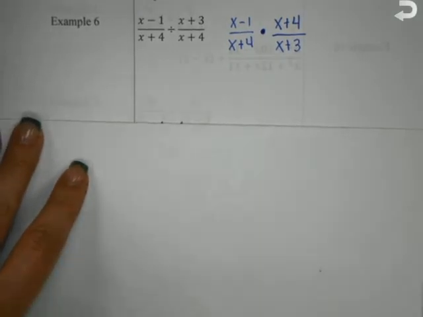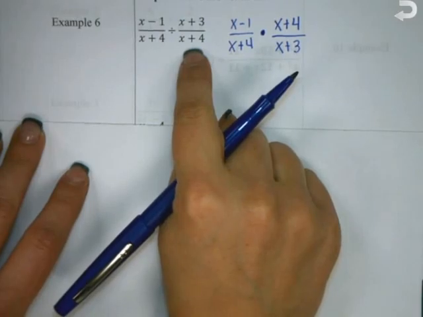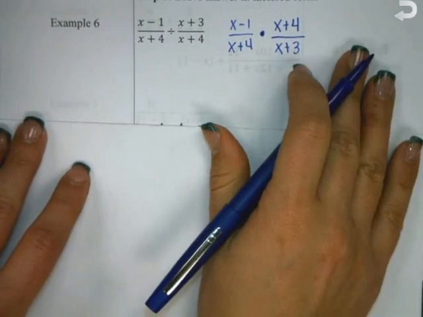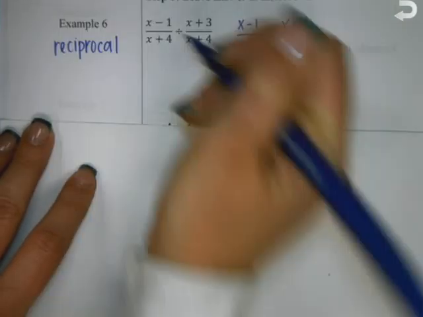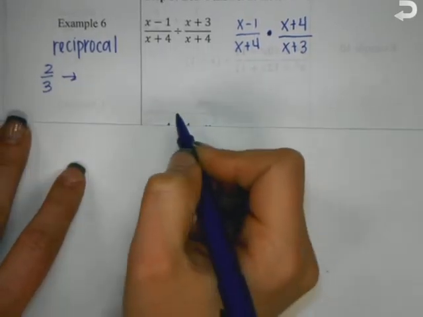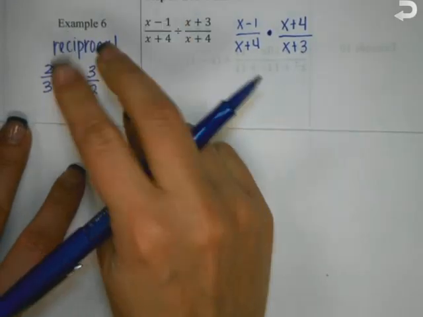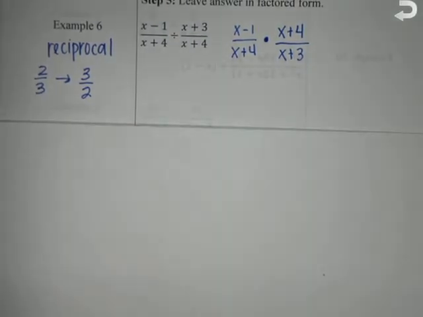When I flip a fraction, what is that called? KFC. What? No, no, no. If I flip the fraction, I heard somebody say it, the reciprocal. So this is the reciprocal of this guy, right? Reciprocal. If I give you 2/3, what's the reciprocal of 2/3? 3 over 2. We flip it, right? Okay, so now we have a multiplication problem, which is something that we already know how to do.